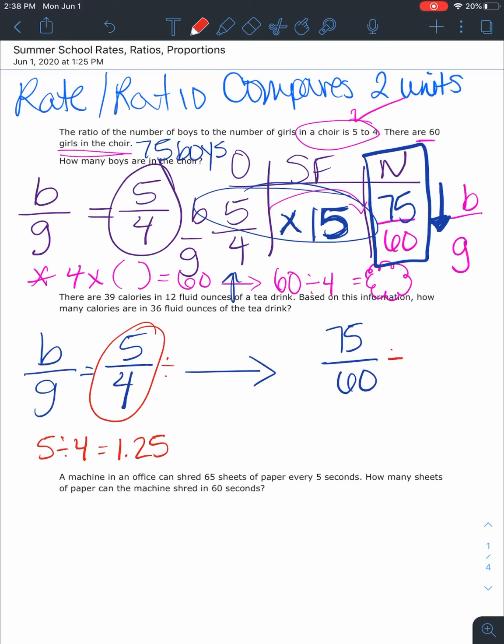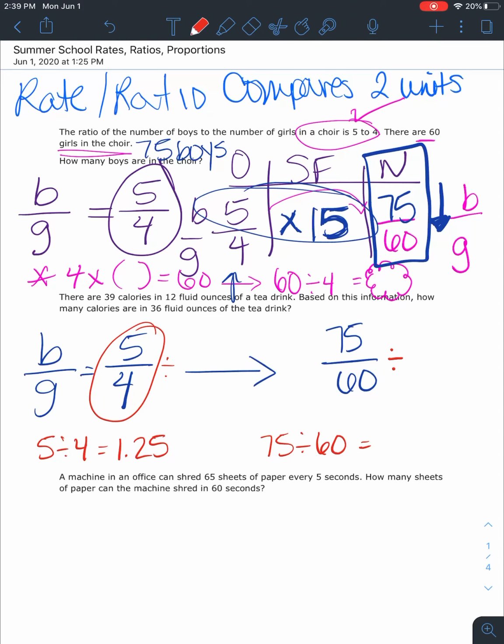75 is on top. My fraction bar means division. So now I'm going to do 75 divided by 60. Now, if I solve this correctly, and I'm thinking about this in a proportional way, then these should be the same, okay? Because all that I did was take the same fraction, the same rate, the same ratio, and I scaled it up. I made it bigger, but I didn't change the relationship between the two numbers.